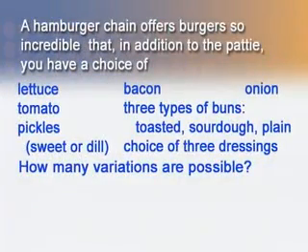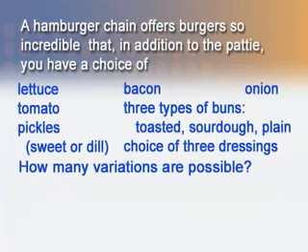Okay, in this problem, we have a hamburger chain that offers burgers that are so incredible that in addition to the patty, you have all of these choices. You can take lettuce, you could take tomato, you could have pickles, either sweet or dill. You could have bacon, onion. They offer 3 types of buns. There's the toasted, the sourdough, or the plain. There are 3 choices for dressings. And the question is, how many variations are possible?